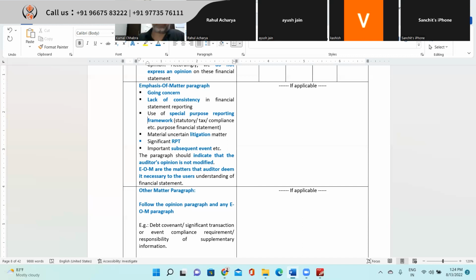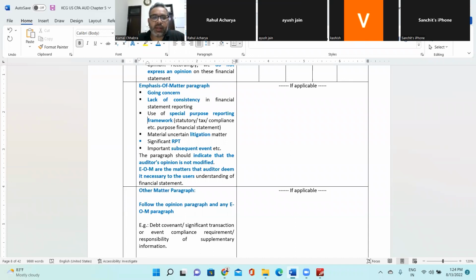So here is the list of emphasis of matter paragraph topics. Other than this, if you feel any other topic is relevant for the user of the financial statement, then you'll be adding it in the other matter paragraph. That means for the emphasis of matter paragraph, they have given you guidance, right? They have given you the list of topics which you can consider in the emphasis of matter paragraph. But other than that, if you want to bring anything else to the attention of the user of the financial statement, then you can write it in the other matter paragraph. Make sense?